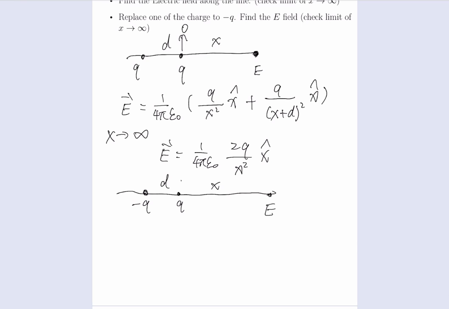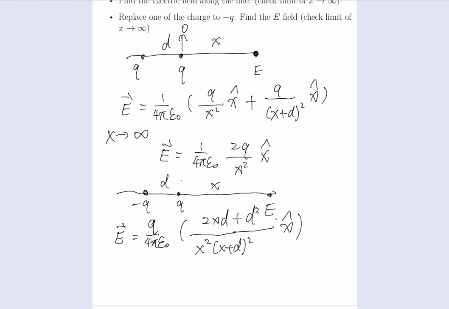So here, instead of this plus sign, what we need is a minus sign, and that should give us the answer, right? And now if we write this down explicitly, we get x squared, x plus d squared, and here the x squared cancels, and only the 2xd plus d squared remains, along the x hat direction.